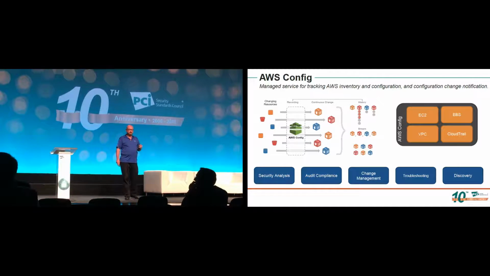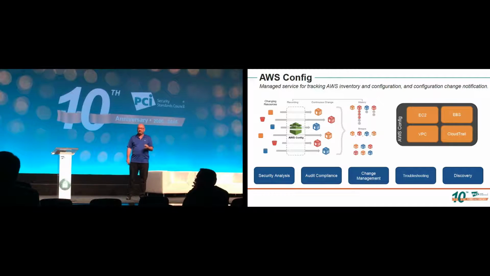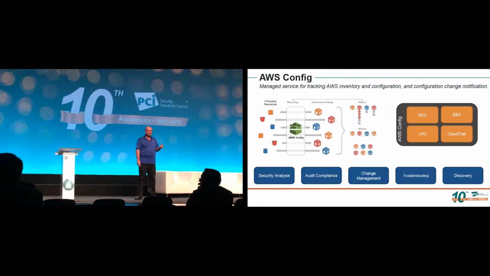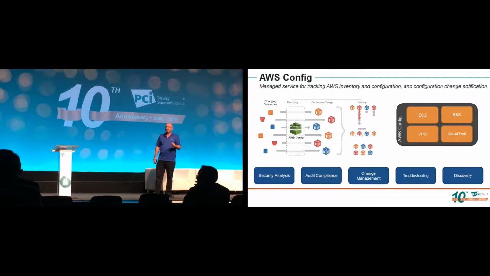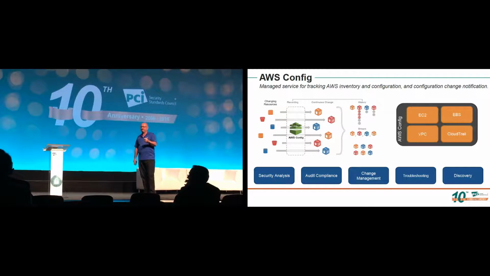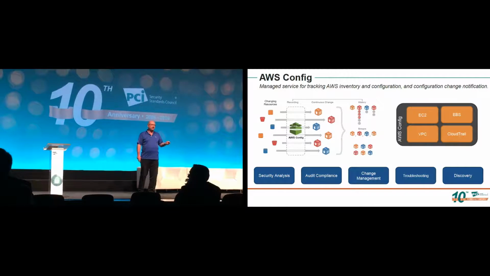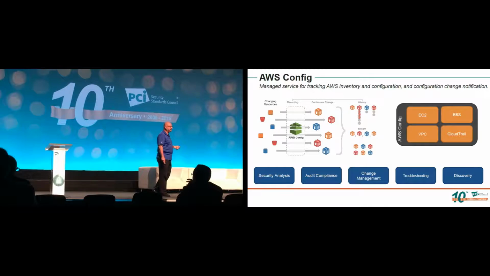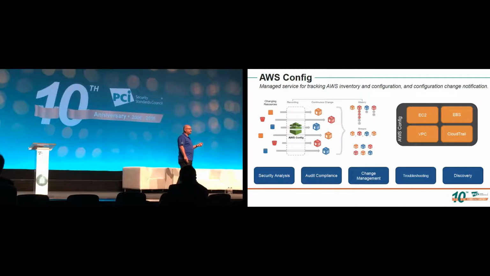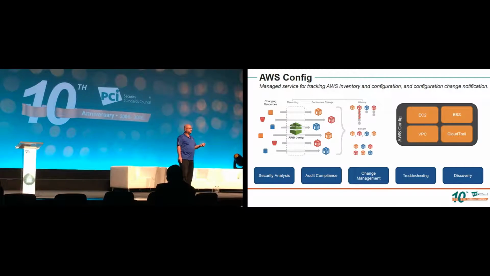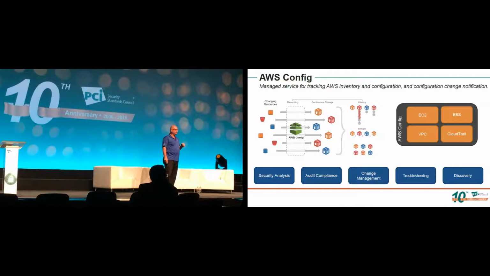AWS Config provides support for various different aspects of the cloud environment. So it allows you to configure your systems and do security analysis on them. This is so you can make the statement, am I safe? Am I okay operating with this cloud environment? Have I configured my cloud environment correctly? It allows you to do audit compliance. So it allows you to collect evidence that shows that you're actually operating in a secure environment.